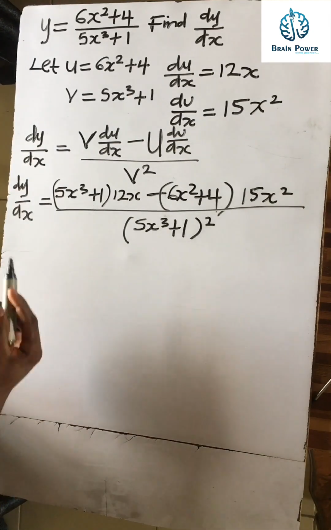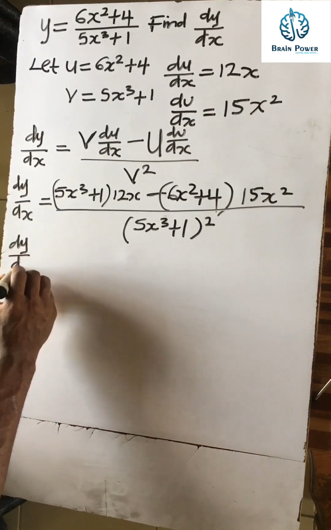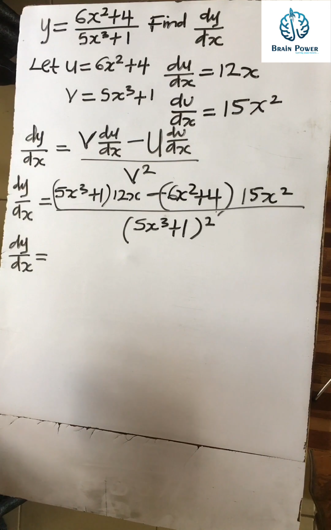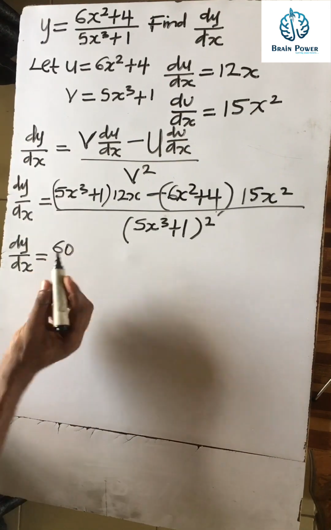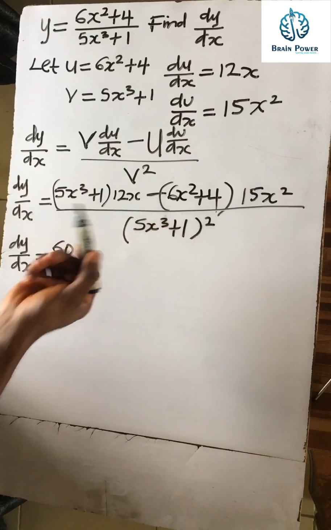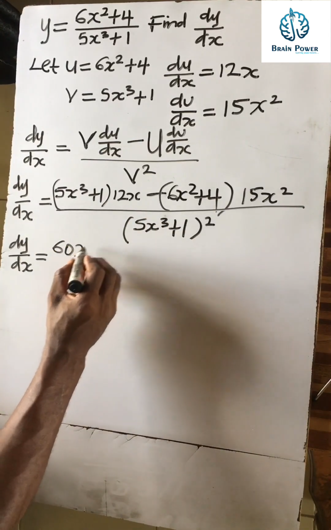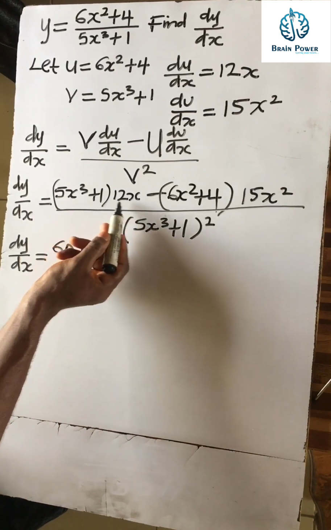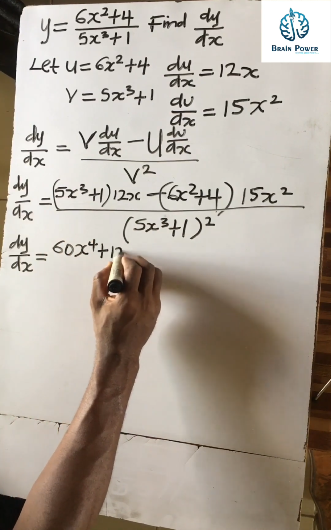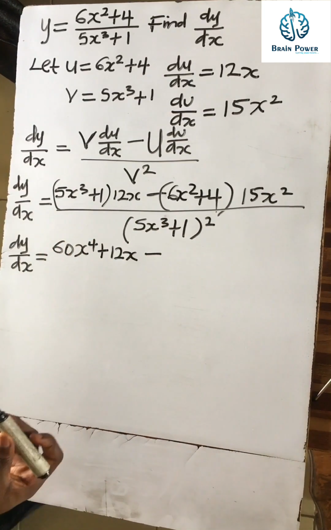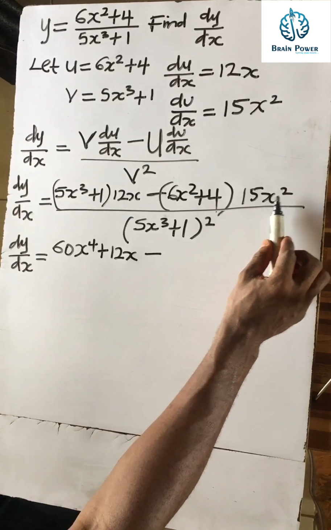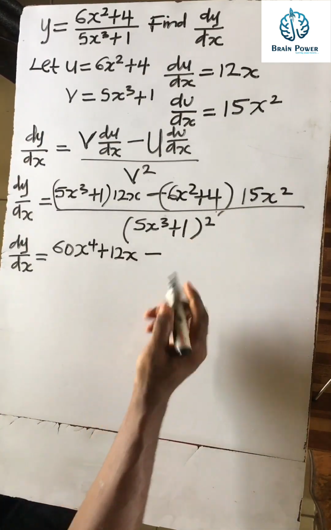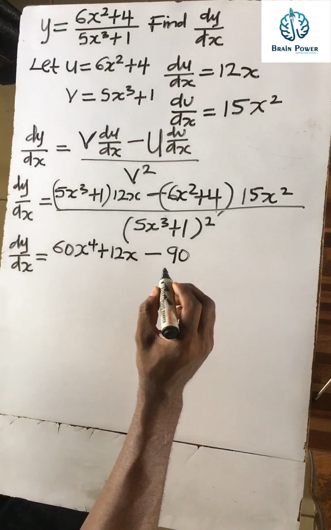So we multiply, then we now have dy/dx equal to, we open the bracket. When we have 12 multiplied by 5x to the power of 3, we have 60. So we have x to the power of 3 and we have x here. So remember about the indices, then we have x to the power of 4, plus 1 multiplied by 12x, which is 12x. You have minus 15x to the power of 2 and 6x to the power of 2. Then when we multiply 6 by 15, we have 90x to the power of 4.